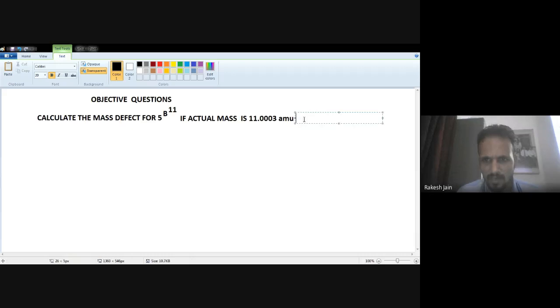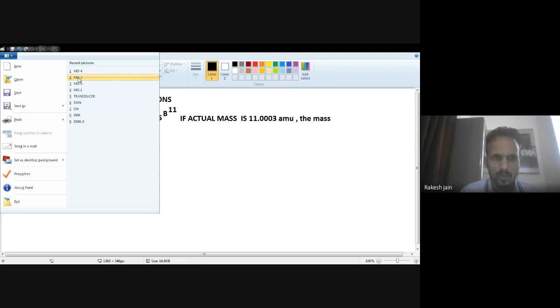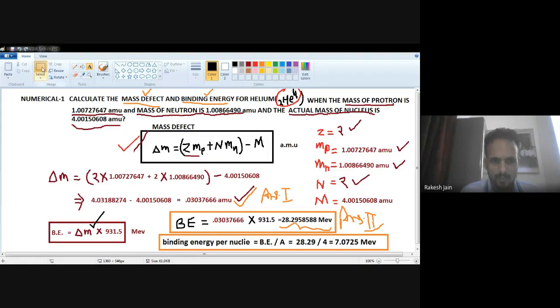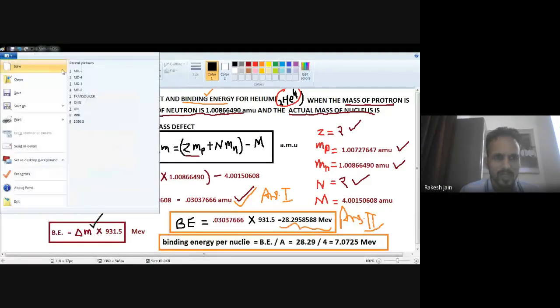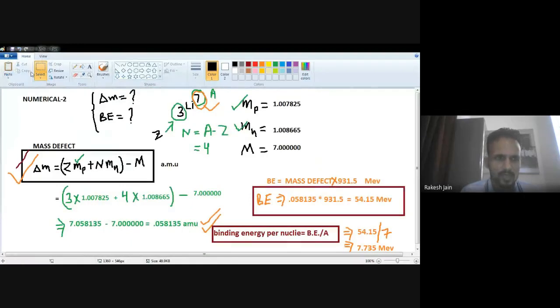First I write down the question: calculate the mass defect for 5B11 if the actual mass is 11.0003 AMU. The mass of electron and proton which is given for this question, let's suppose I should choose the previous slide, mass of protons and neutrons, no problem. Because that question is present on Google, that's why. So let's suppose the mass of proton is this one. If you are going to solve a numerical, then how to solve those numericals? This third numerical, see this one.